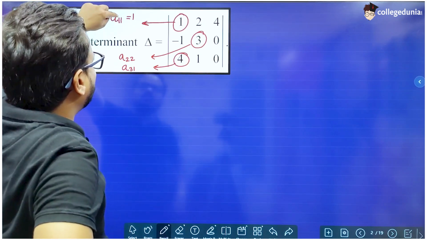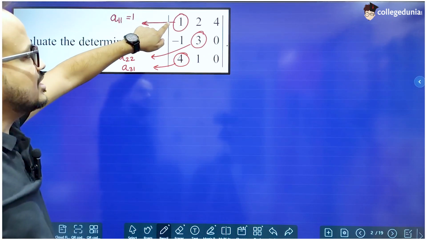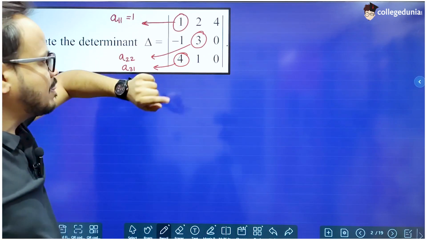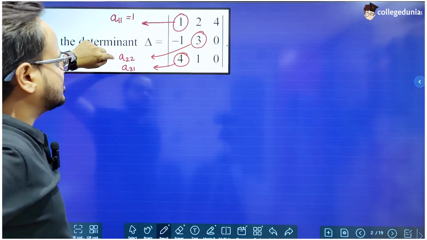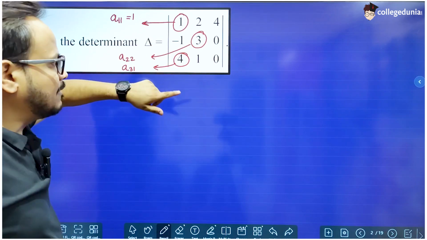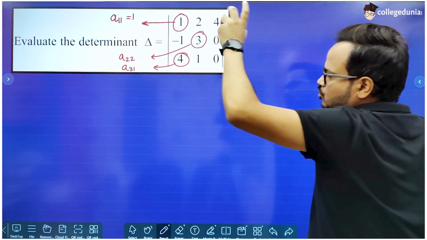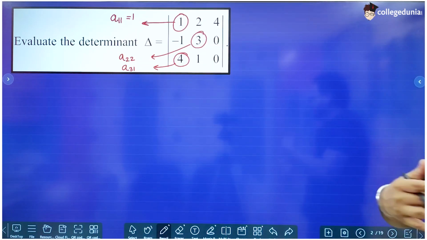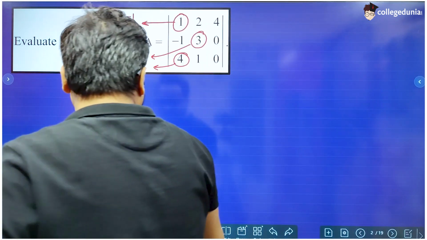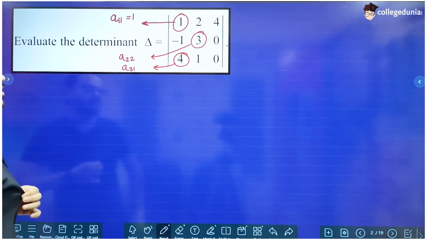So this is a 1 1 because this is an element of first row and first column. And this is a 2 2 because this is an element of second row and second column. And this is a 3 1, an element of third row and first column. So this is how we name elements. We have studied this in the chapter matrices.